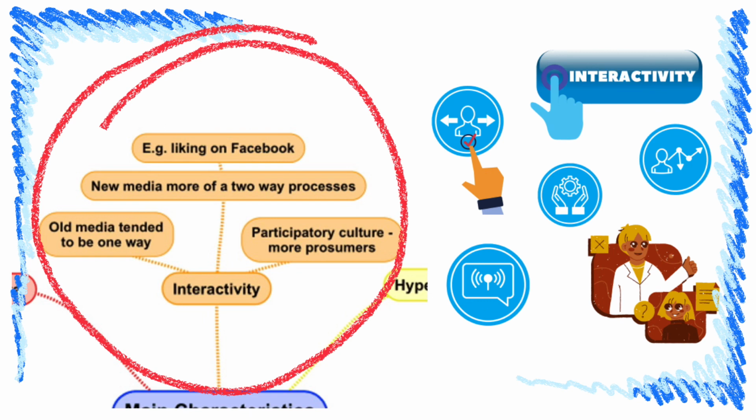Increased interactivity can be seen in simple acts such as liking a Facebook post or commenting on a newspaper blog. However, some users get much more involved and create their own blogs and videos and actively upload their own content as prosumers. New media seem to have fostered a more participatory culture with more people involved, and the roles between consumer and producer of media content become even more blurred.